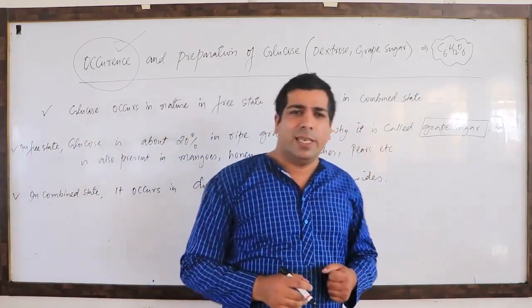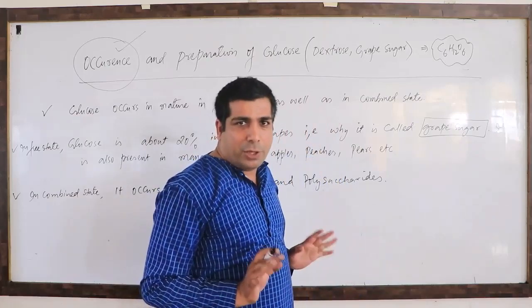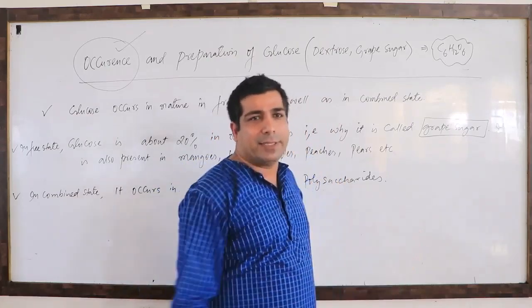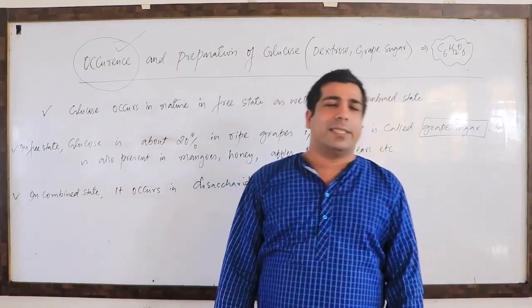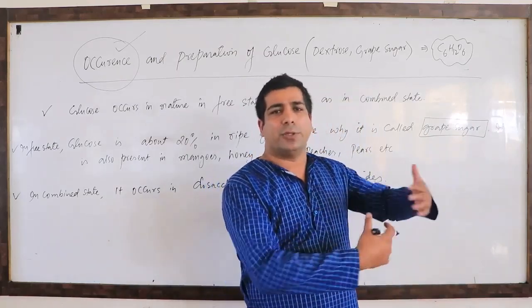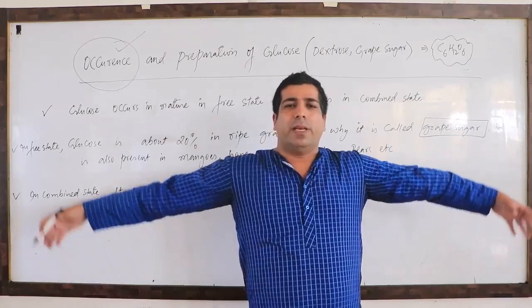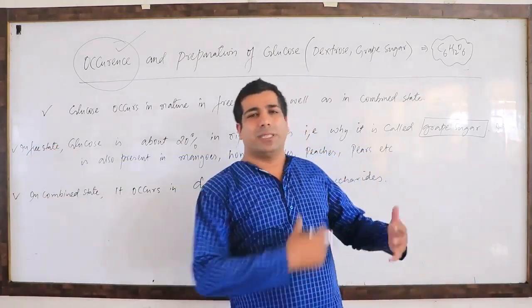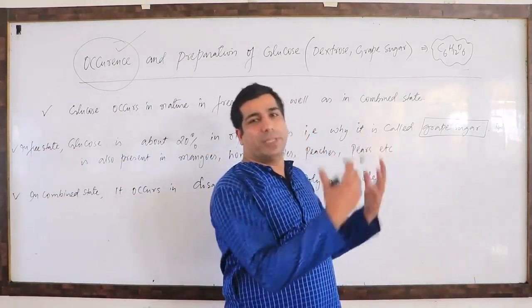Free state means just glucose, not attached to anybody else. But in combined state, it interacts with other glucose molecules and forms bigger chains, which later on turn out to be polysaccharides or polymers, as we call them.